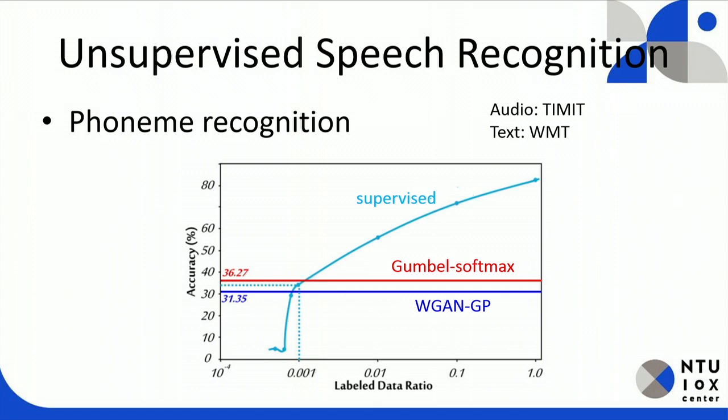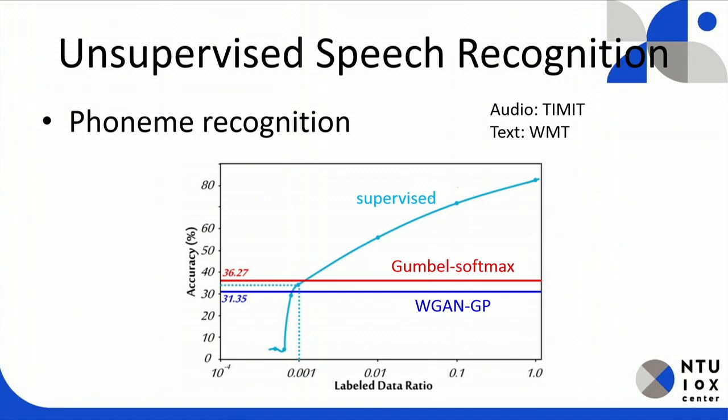So this is what we can achieve now. What we actually do is phoneme-level speech recognition. The corpus we use: the audio is TIMIT, and the text is WMT. TIMIT and WMT are completely different, so our audio and our text are from completely different sources, and we do not have a relationship between these two domains. We do not label the audio in TIMIT, and we do not use the text transcription of TIMIT.